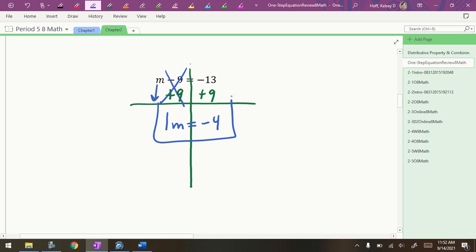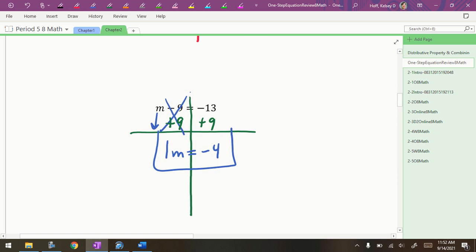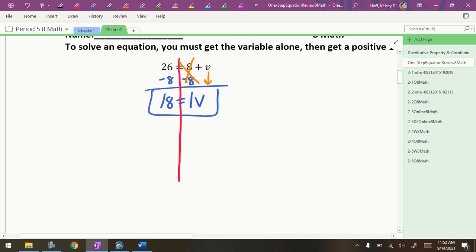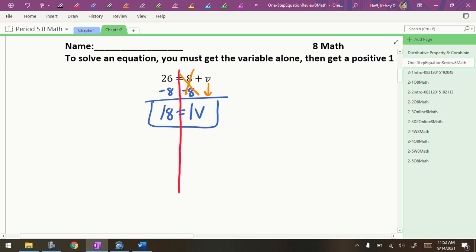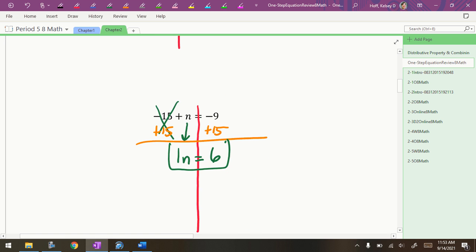Negative 4. Now, I heard somebody make a comment up here of, oh, there's a plus sign right here. This being a plus sign tells me that V is positive. That has nothing to do with 8. Remember that, right? You always got to look in front of the number to know if it's positive or negative. And you're always looking to do the opposite thing. If it's positive, to get rid of it, we subtract it. If it's negative, to get rid of it, we add it.